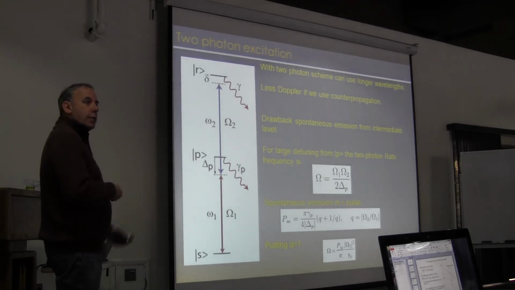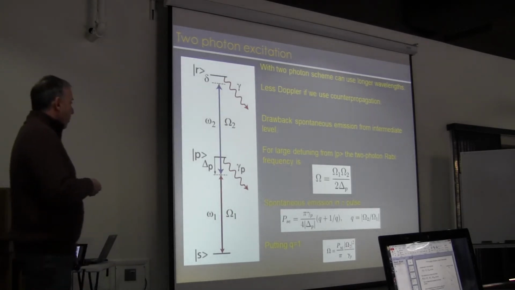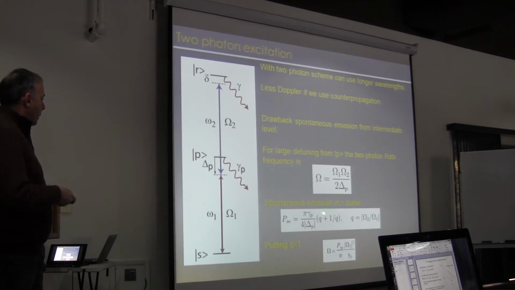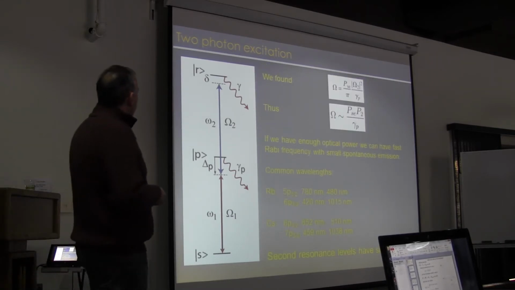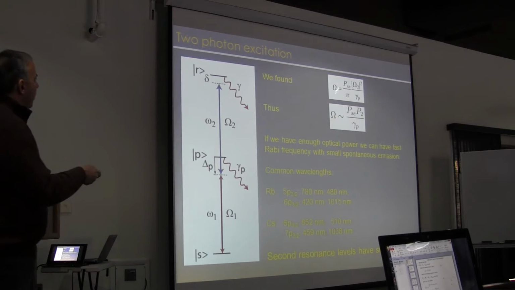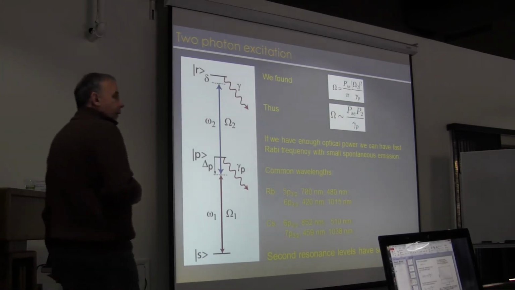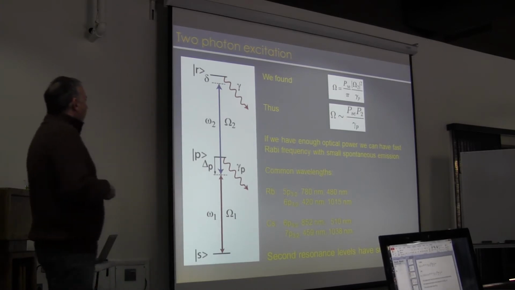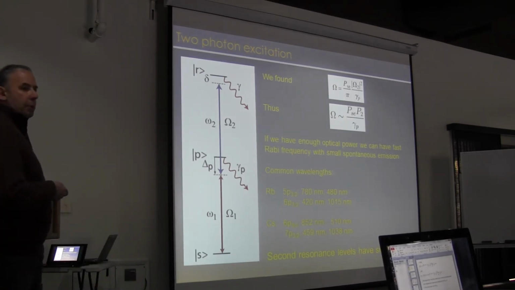And that's also advantageous for minimizing Stark shifts, as we'll see in a moment. So we set the one-photon Rabi frequencies equal, and then we get an expression for the Rabi frequency relative to the spontaneous emission probability and the one-photon Rabi frequency. That's this expression up here. We can see that the Rabi frequency is proportional to the spontaneous emission probability, times the power in your laser, divided by the line width. So if we have enough optical power, we can have a fast Rabi frequency with small spontaneous emission.